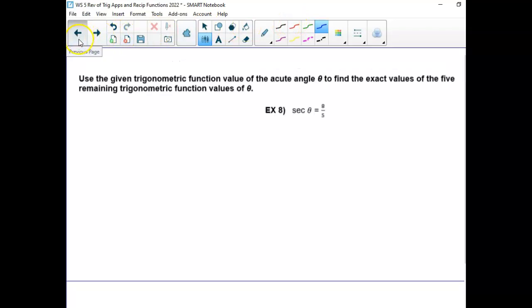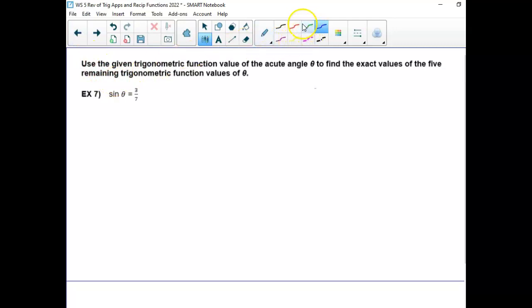Nope, they're both ugly. All right, all you're doing here is you're drawing a triangle and labeling what we already know. So draw a right triangle and put theta wherever you want. And then what is this telling us? Sine is opposite over hypotenuse. Everybody okay with that? So I need to, on my picture now, label the opposite as 3 and the hypotenuse as 7.